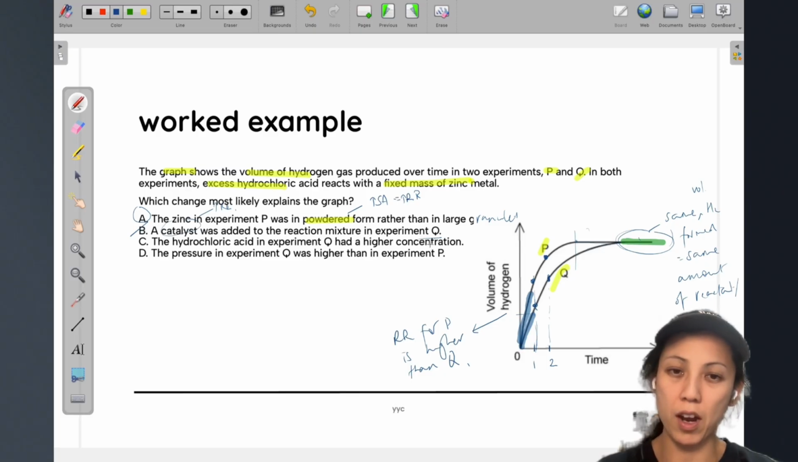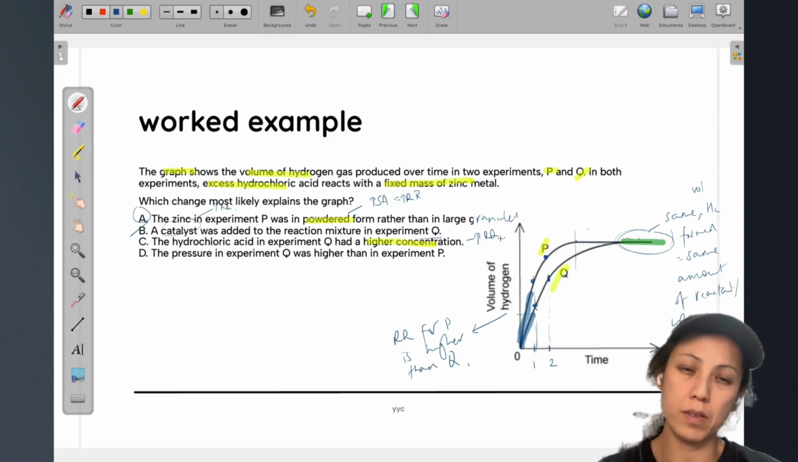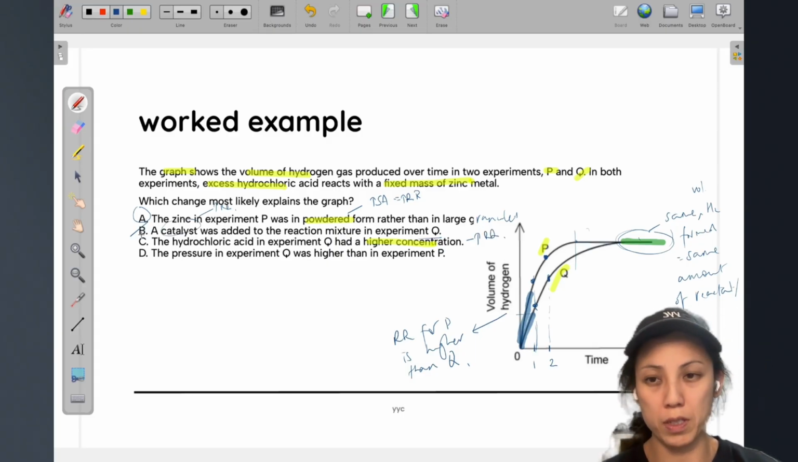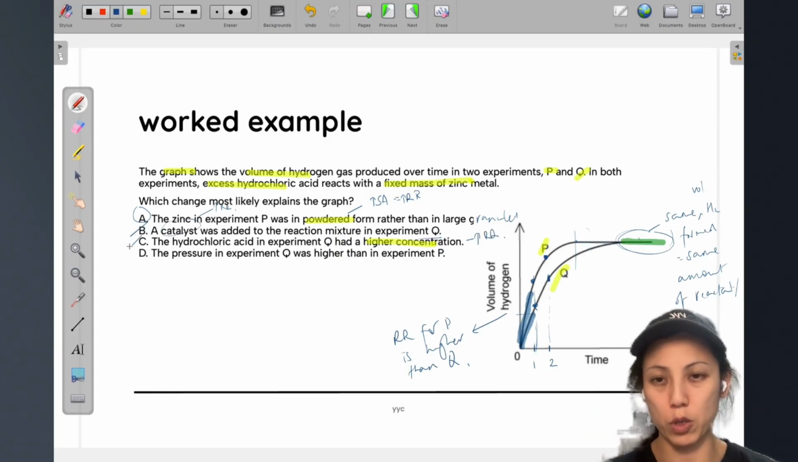Hydrochloric acid in Q had a higher concentration. If there was a higher concentration, that means that there would be an increase in the rate of reaction. Again, that graph doesn't show that. It shows the opposite, that P has a higher rate of reaction than Q.